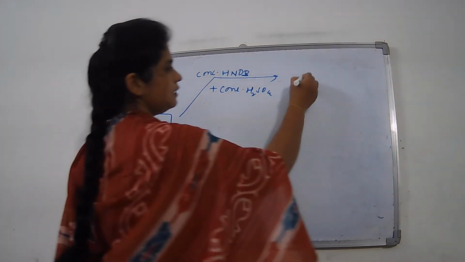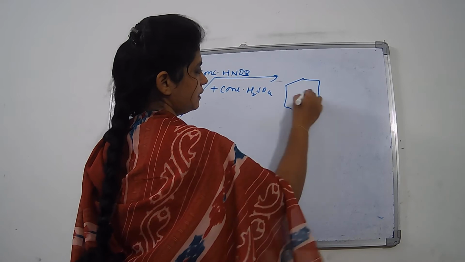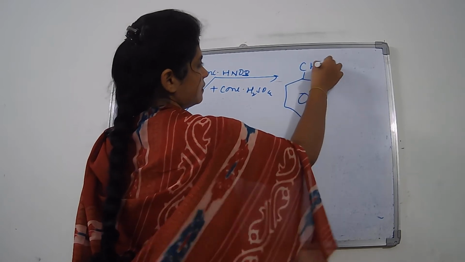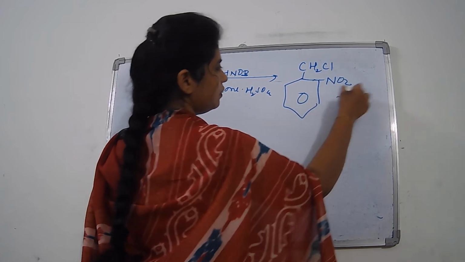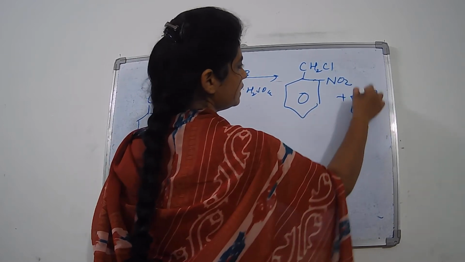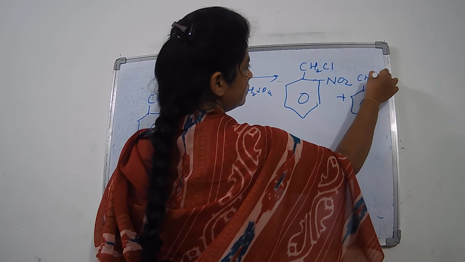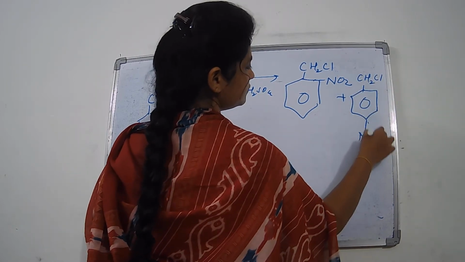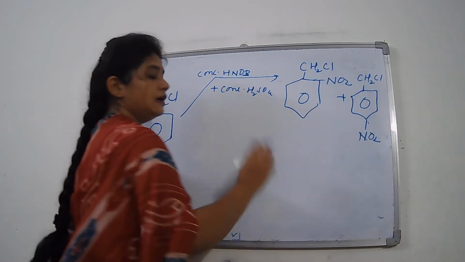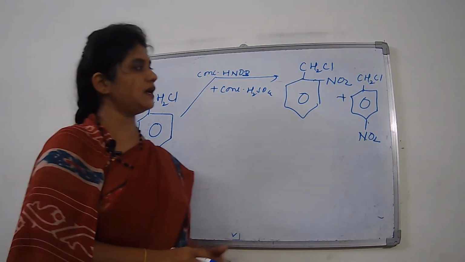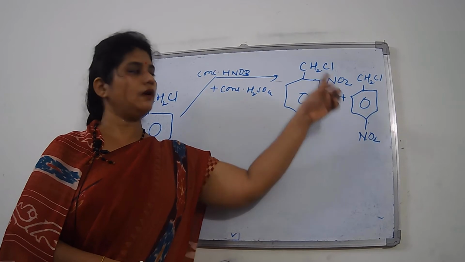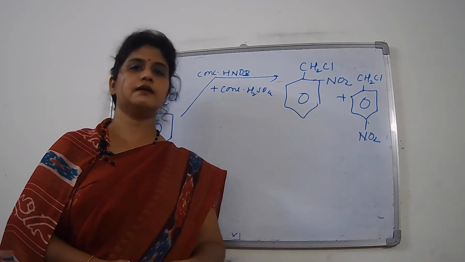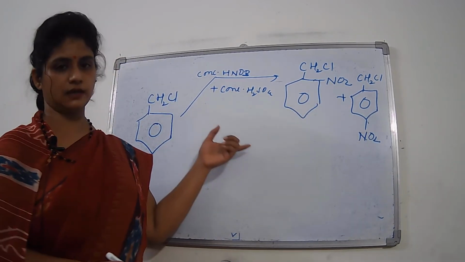So we get a mixture of compounds where the NO2 group is attached at the ortho position or at the para position. The name of this compound is benzyl chloride with the nitro group at the ortho and para positions, so we say ortho-nitro or para-nitro benzyl chloride. So this is the nitration reaction.